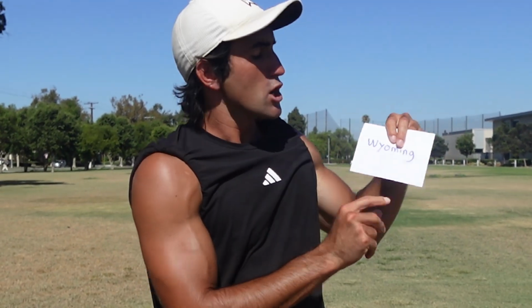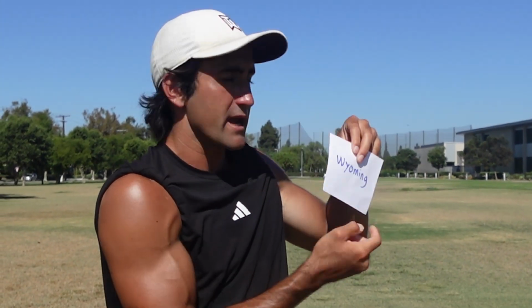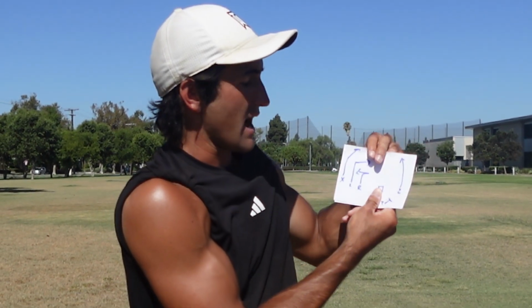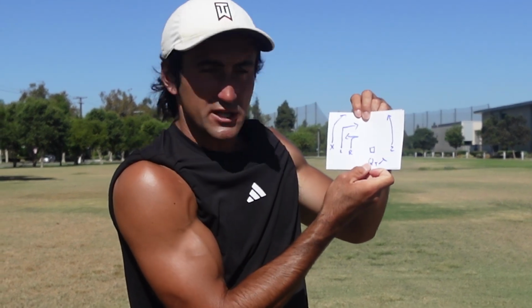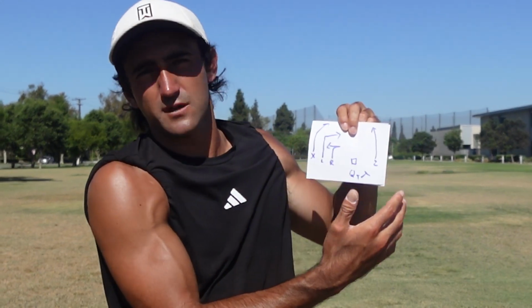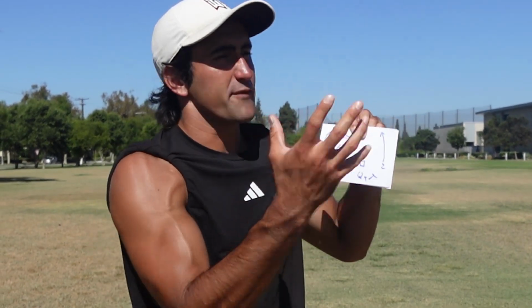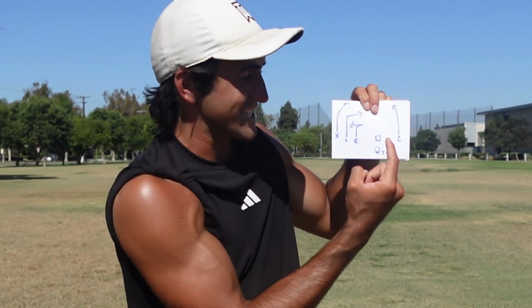With these note cards, you want to have the name of the play on one side. So let's say the name of this play is Wyoming, right? And then on the back of the note card, you want to have the actual play drawn out with everybody's route and everybody's responsibility. Obviously, this can vary based on the position that you play. If you're offensive line, your calls might be different. If you're on defense, things might look a little bit different. But let's say you're a quarterback or receiver, this is exactly how it should look.